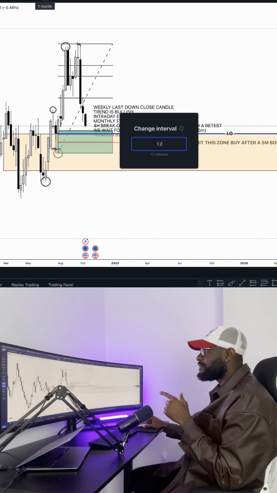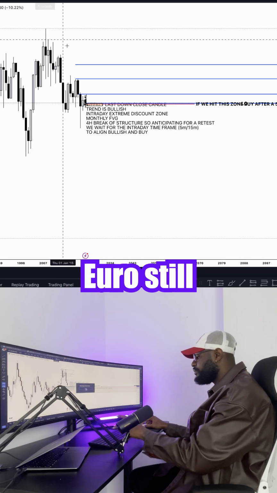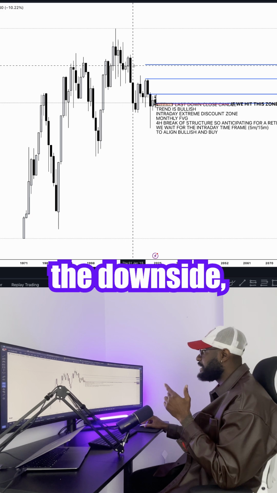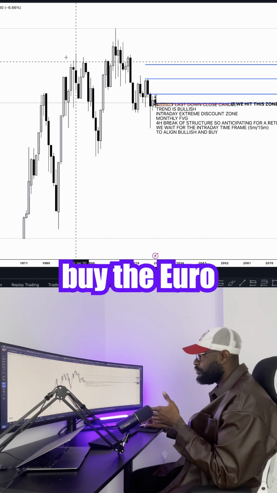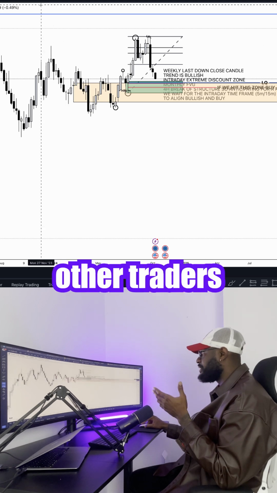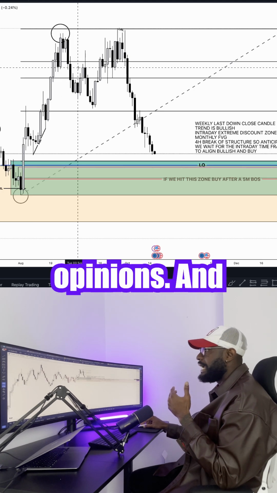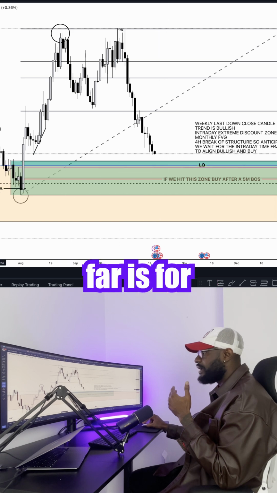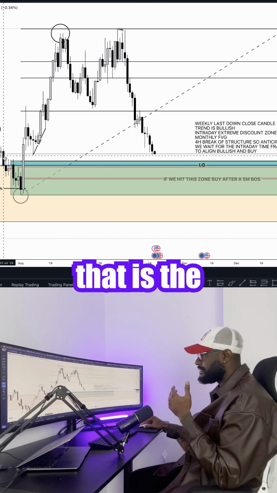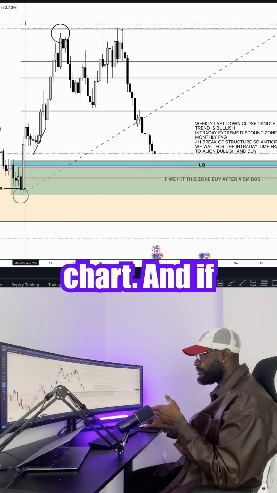And don't forget, on the 12-month time frame, euro still remains bullish. So any move to the downside, I'm looking for opportunity to buy the euro to continue higher. Now, that is just my thought process, and other traders will have different opinions. And what I'm watching so far is for price to come in there, and you can see this orange colored zone. That is the last down close candle on the monthly using the line chart.